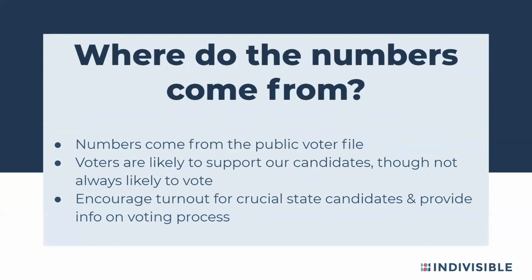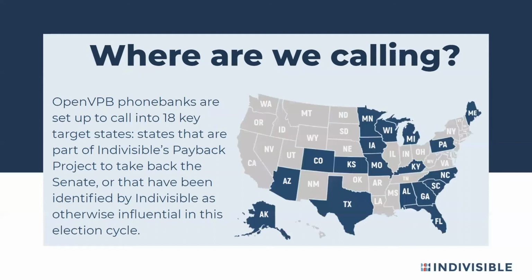You might be wondering, where do the numbers come from? OpenVPB phone numbers come from each state's public voter file and consist of people who are likely to support our candidates, though not always likely to vote. We call these voters to encourage them to vote for crucial candidates in their states and to provide necessary information about the voting process.